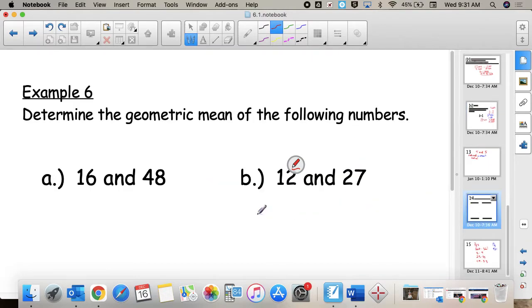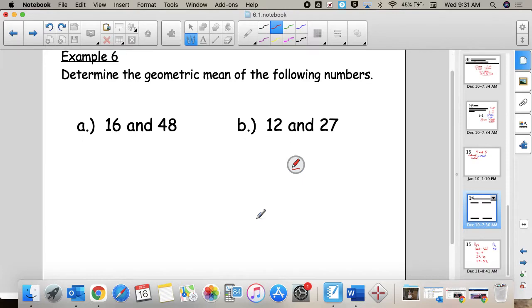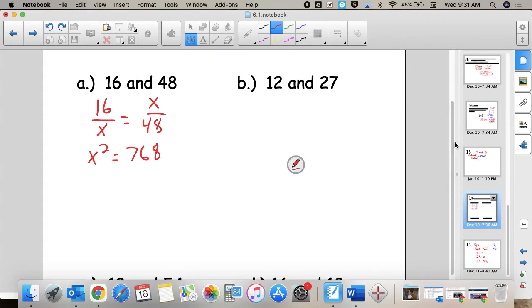All right, so taking a look at example 6 then. Determining our geometric mean. To set up our proportion, it's 16 over x equals x over 48. Cross multiply, we have x squared equals 768. And then we take the square root of each side. So x equals the square root of 768. So we need a perfect square that goes into 768.